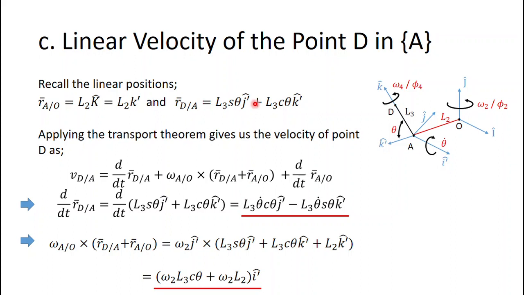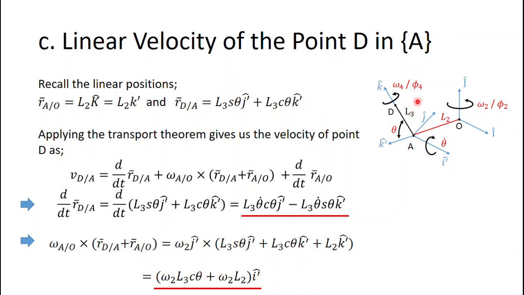And I think we're good because there's only one term. So sine of theta has the derivative cosine of theta, theta dot. Cosine of theta has the derivative minus theta dot sine of theta. So that's what's replaced here. Then the second term is omega A in O cross Rd in A plus Ra in O. Then again we have omega A in O, which is just omega 2 along the j direction. We know that it's along the capital J direction.